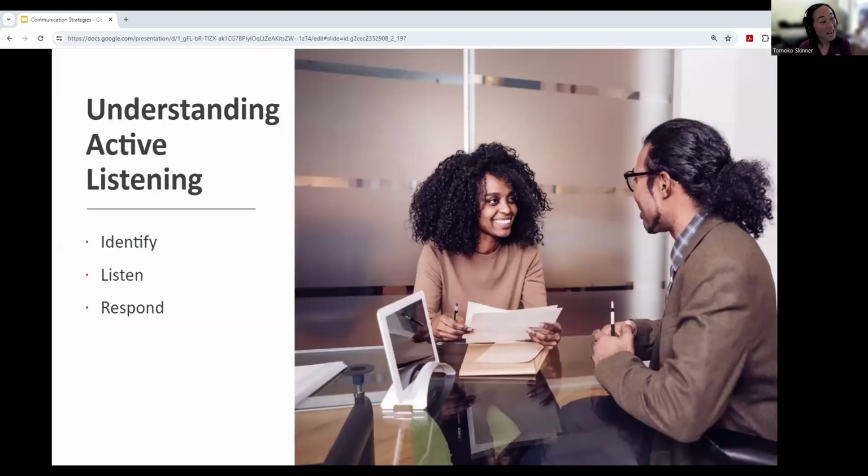Okay. So, understanding active listening. Active listening involves understanding the speaker's perspective, attentively listening and responding appropriately, whether through nonverbal cues, questions, or paraphrasing to convey understanding. So there are 3 basic steps to actively listening. Number 1, understanding the speaker's perspective. Number 2, attentively listening. And number 3, appropriately responding with cues, questions, or paraphrasing.